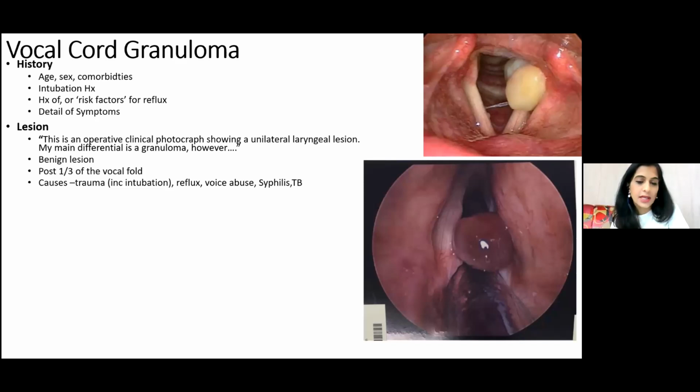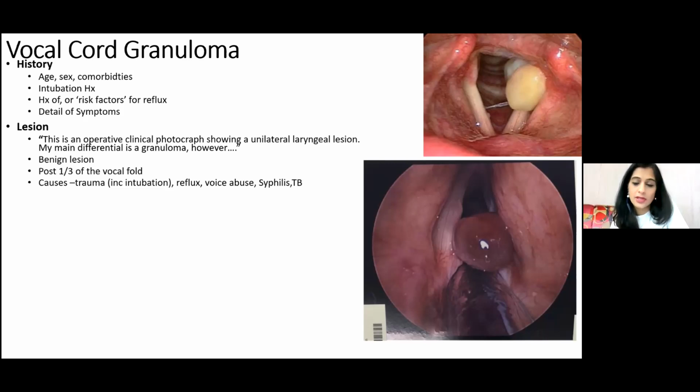If you're going to have this clinical picture in your exam, you're going to have to describe it. My way of phrasing this would be: this is an operative clinical photograph showing a unilateral laryngeal lesion. My main differential for this appearance is a granuloma. However, you would always be concerned about neoplastic change, particularly if there are any of the risk factors identified in the history. Most vocal cord granulomas are benign lesions, and they tend to occur around the posterior third of the vocal cord, although that doesn't seem to be the appearance of the top picture.